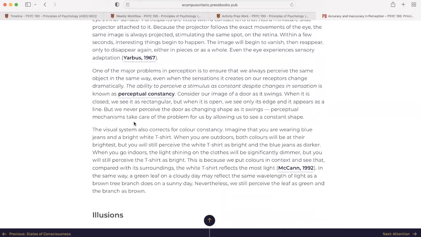One of the major problems in perception is to ensure that we can always perceive the same object in the same way, even when the sensation it creates on our receptors changes dramatically. The ability to perceive a stimulus as constant despite changes in sensation is known as perceptual constancy. Consider our image of a door as it swings. When it is closed, we see it as rectangular, but when it is open, we only see its edge and it appears as a line. But we never perceive the door as changing shape as it swings. Perceptual mechanisms take care of the problem for us by allowing us to see a constant shape.